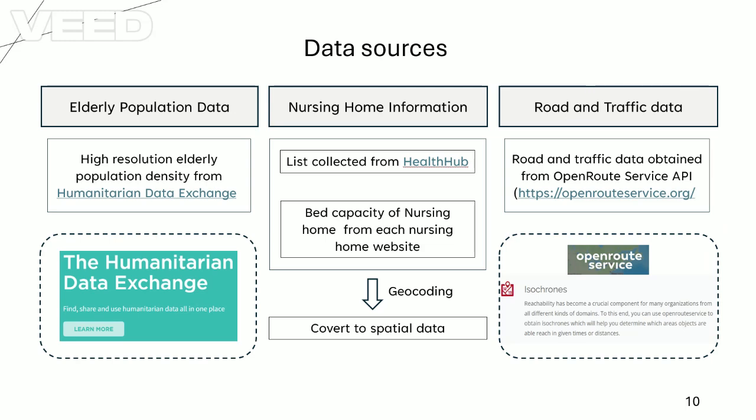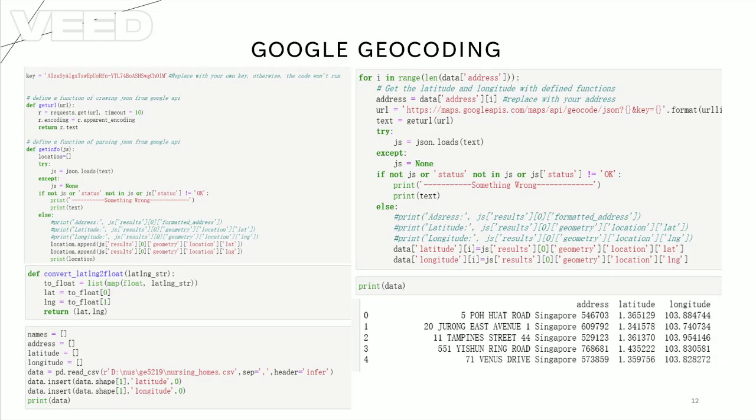The data collections we employed are elderly population data, nursing home information and traffic data. Nursing homes information was collected from Google API by geocoding. The Python code is shown here.